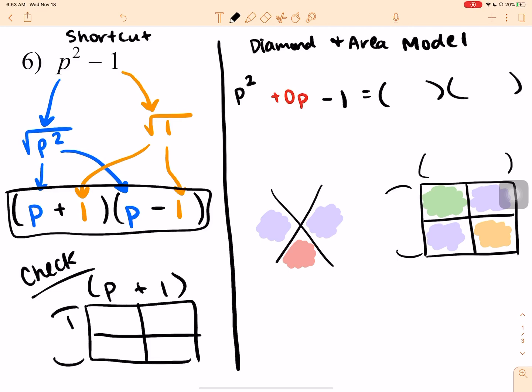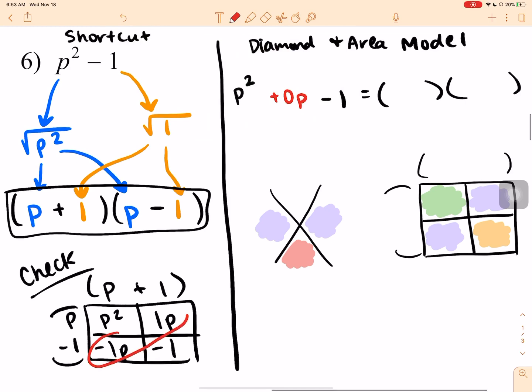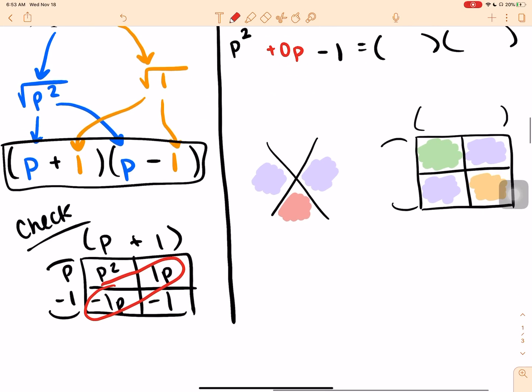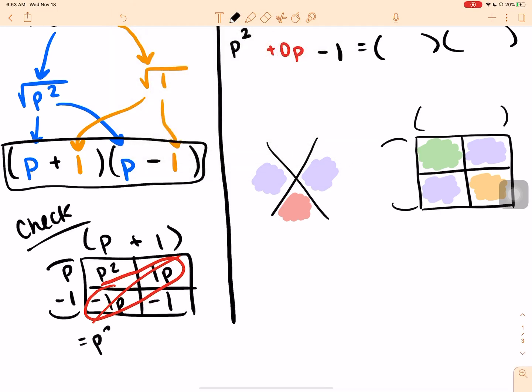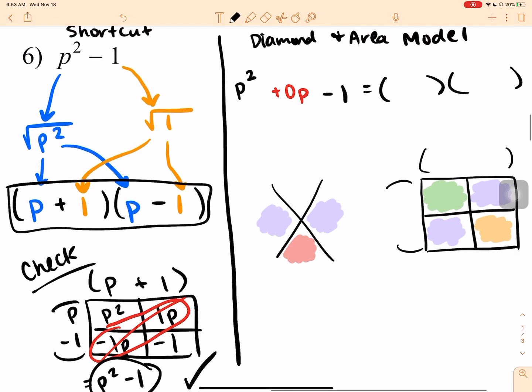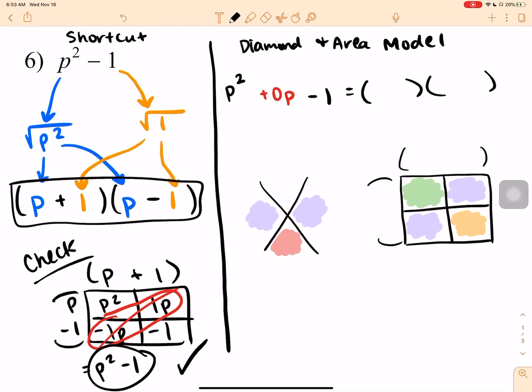P plus 1 times P minus 1, I get P squared, 1P, negative 1P, and negative 1. I notice here that 1P minus 1P cancel out to 0. So all I'm left with is P squared minus 1, which is exactly where I started. So I know that I did factor this correctly using the shortcut. All right, but let's go and do the diamond and area model.